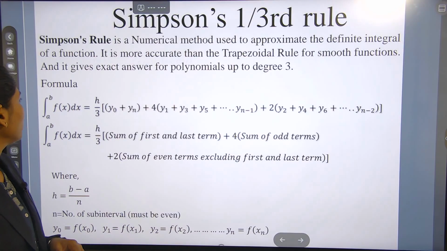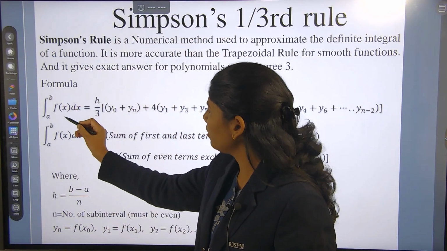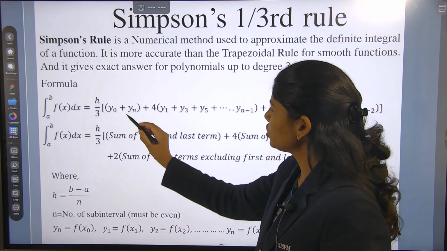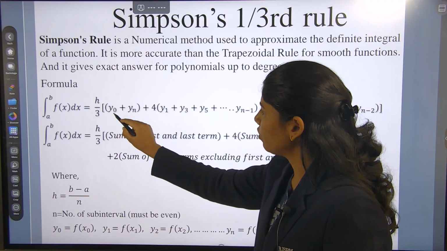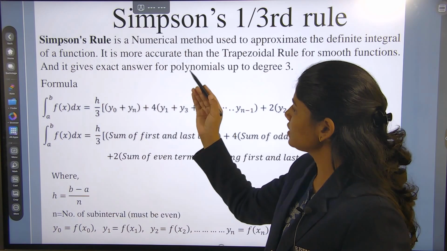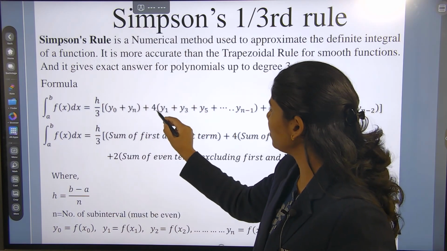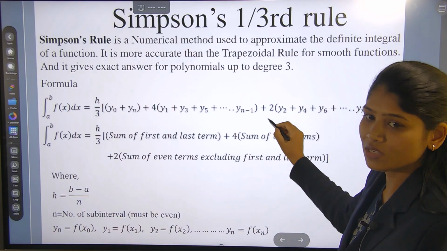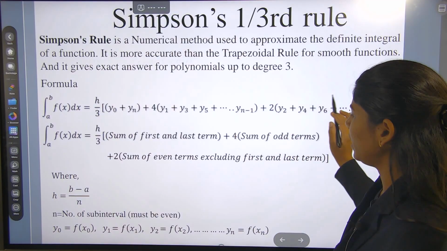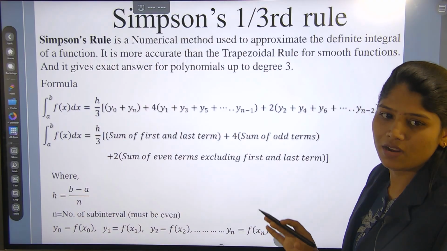So the formula for Simpson's 1/3 rule is: integration from a to b f of x dx equals h upon 3, in brackets, the first term y0 plus the last term yn, bracket complete, plus 4 times the odd terms plus 2 times all the even terms of that function, then complete the bracket.